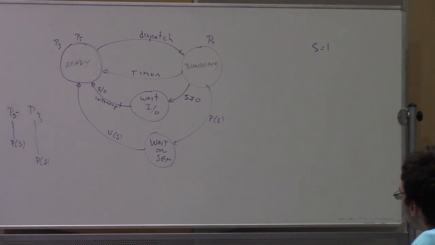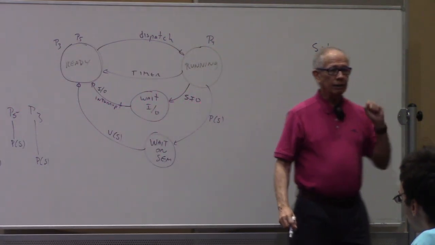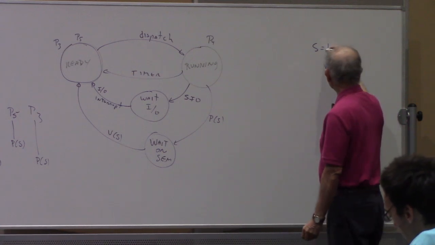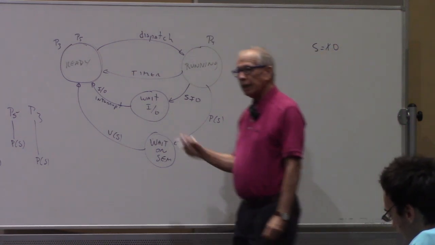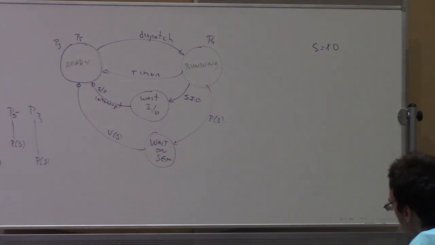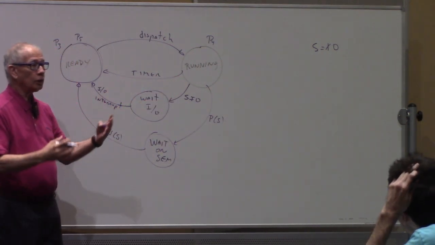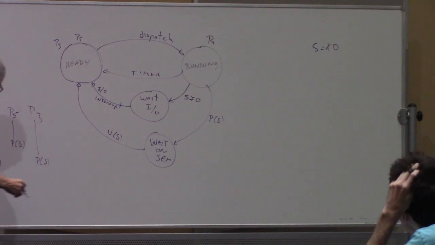All right. So P4 is running, and let's say that P4 applied the P operation, right? This is a critical section. The P operation says, decrement the value of the semaphore by 1. If the value of the semaphore is less than 0, block the process in the semaphore queue. But is it less than 0? No. So the process continues running and enters the critical section.